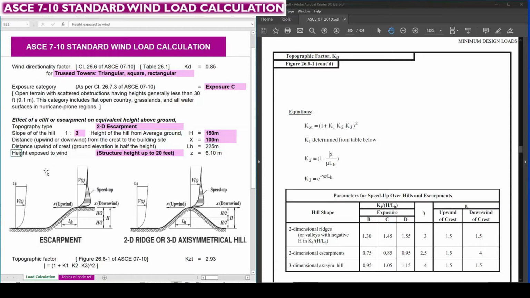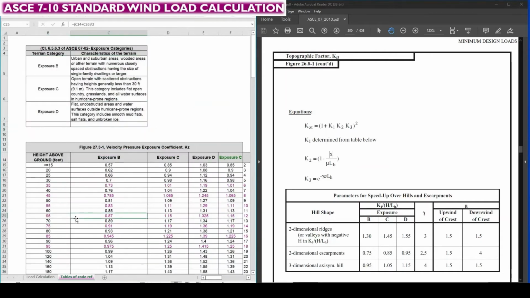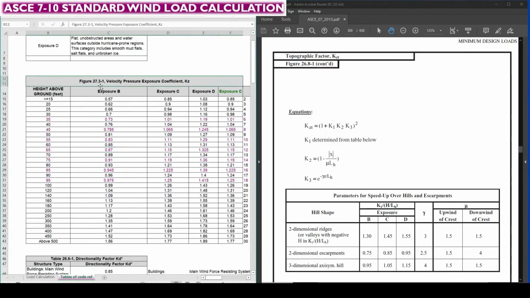Next one is height exposed to wind. We are considering a structure height up to 20 feet. We can consider whatever we want, which starts from 15 meter to 400 meter. Generally this height is defined as per figure 26.3.1. So there are various heights provided under this class.